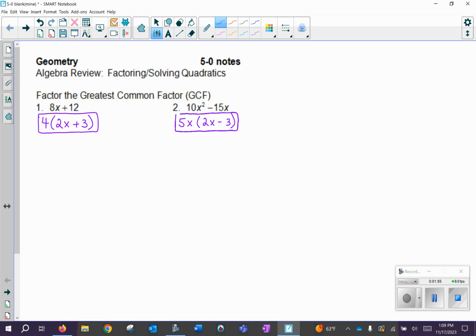Now guys, you should know if you're wrong or right on these. So don't move on if you know you're wrong. What's the opposite operation of factoring? Multiplying. Redistribute these and actually multiply them out and see if you get the original problem.